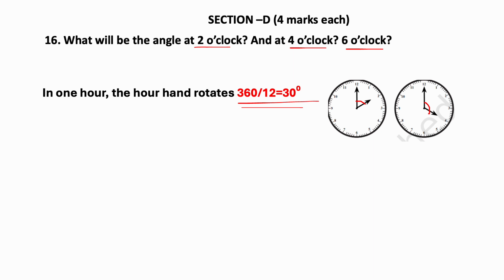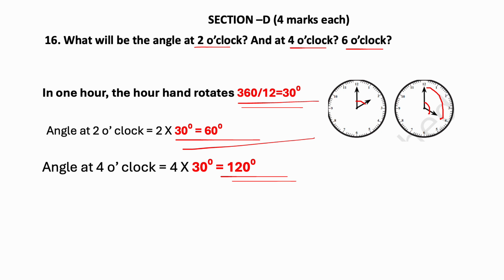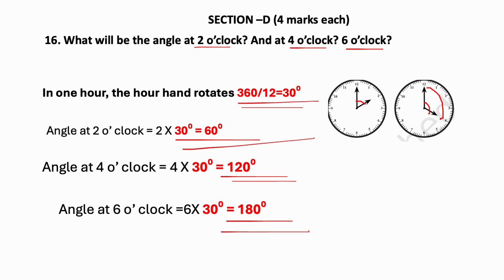So what is the angle at 2 o'clock? See, at 2 o'clock, 2 into 30 degrees, that is 60 degrees. Then at 4 o'clock, what is the angle? At 4 o'clock, see, 1, 2, 3, 4. 4 into 30 degrees, that is 120 degrees. Then what is the angle at 6 o'clock? 6 into 30 degrees, that is 180 degrees.